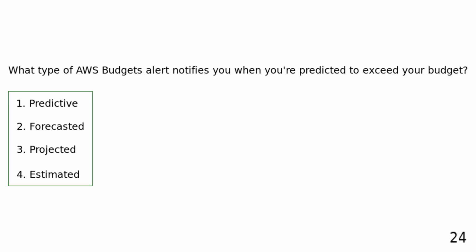What type of AWS Budgets alert notifies you when you're predicted to exceed your budget? Predictive. Forecasted. Projected. Estimated.